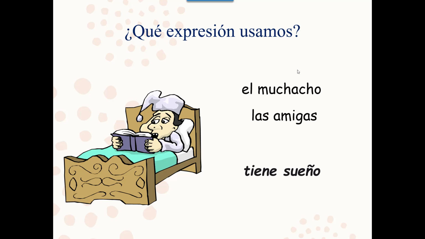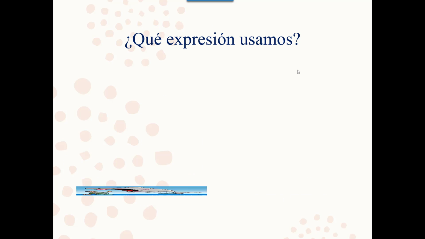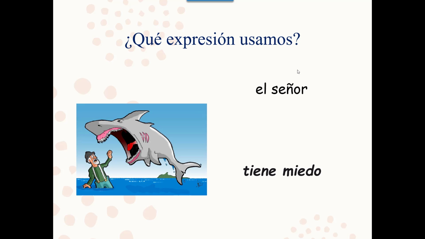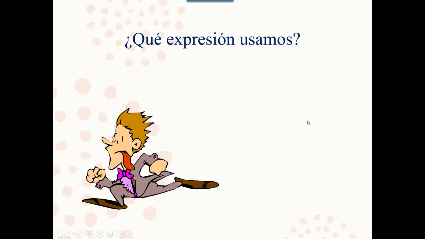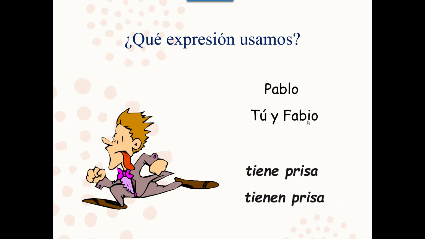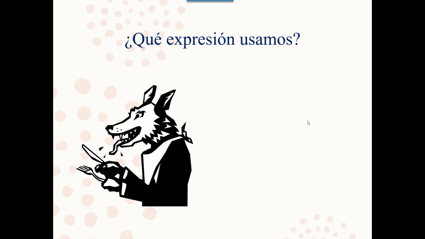Some examples. Las amigas tienen sueño. He is scared, so el señor tiene miedo. Los turistas, the tourists, tienen miedo. With different subjects, different people, the verb will be a little bit different, right? He's in a hurry. Looks like Pablo tiene prisa. Tú y Fabio, if I change it and I say you and Fabio are in a hurry, it will be tienen prisa. So just like that, some of these examples.